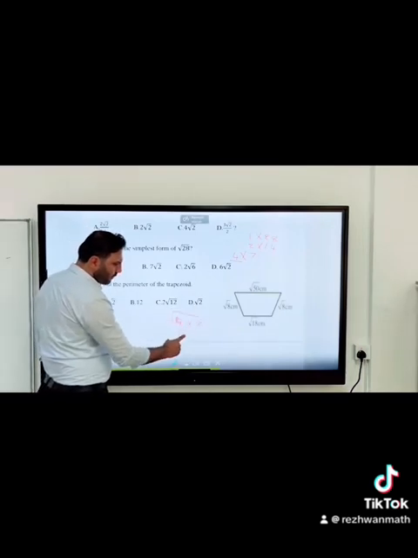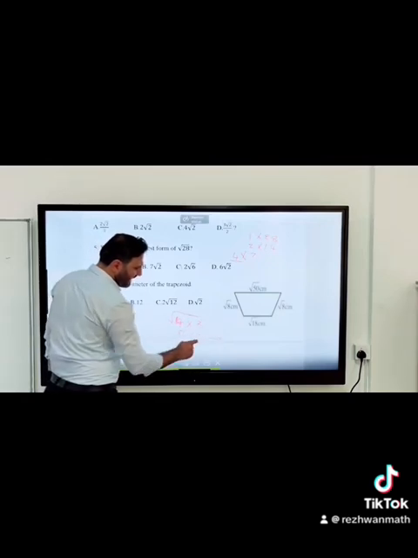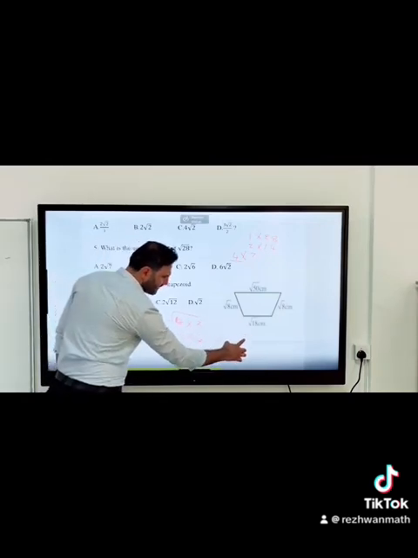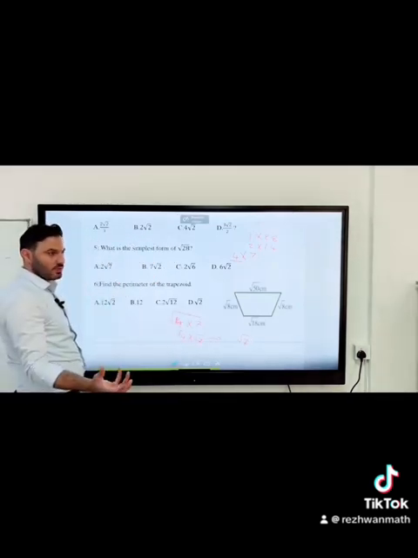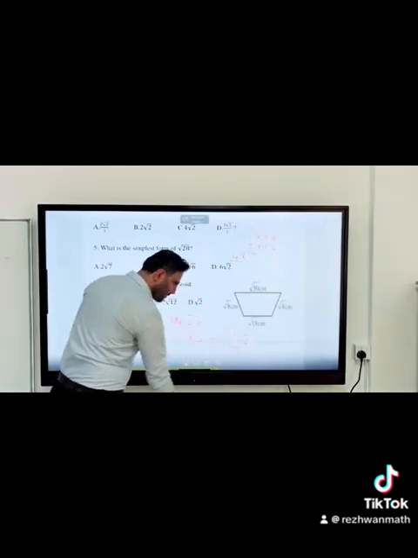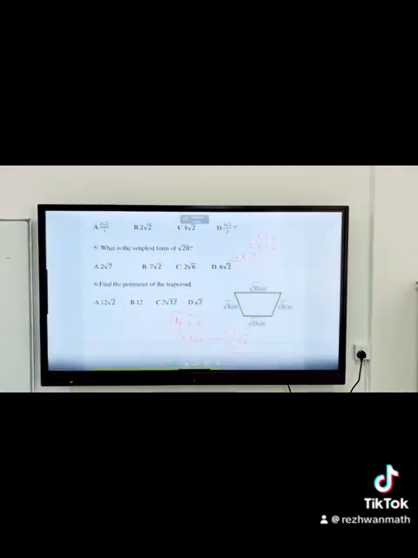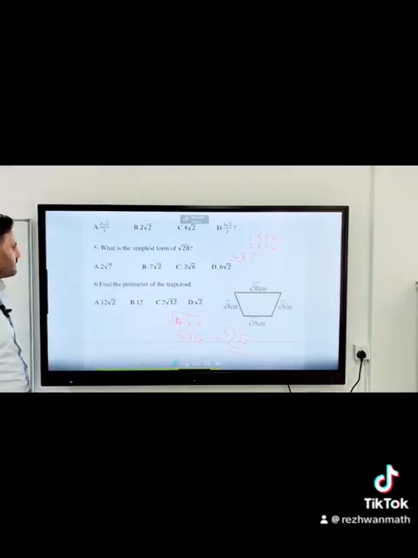Now, distribute the square root to both factors. We get square root 4 times square root 7. Because 7 is not a perfect square, we have to keep it. And 4 is a perfect square, so the square root of 4 is 2. So the simplest form is 2 square root 7. Now the simplest form of square root 28 is 2 square root 7. So the correct answer is A.